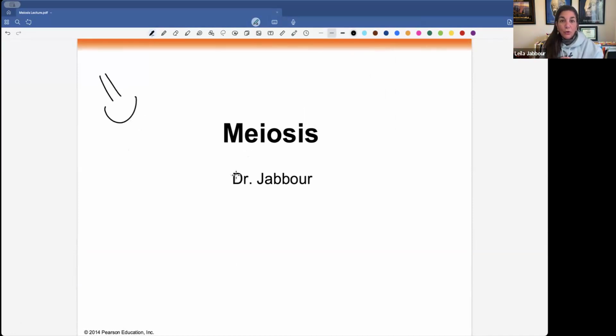Today we're going to go over meiosis, and this would be very important to watch after watching the lecture on mitosis, the cell division, and the cell cycle. There's a separate lecture about that. So this is also a type of cellular division, but this is very specific to the reproductive organs and to produce sex cells, the gametes. So that's what we're going to talk about in this lecture.